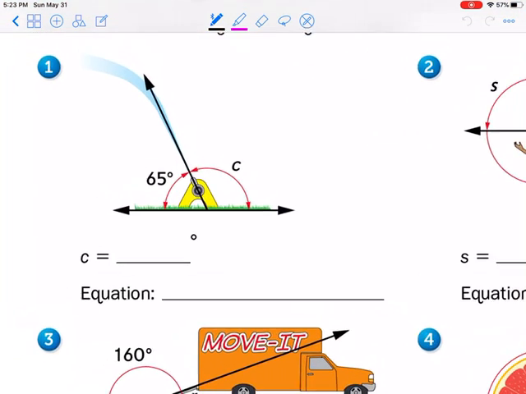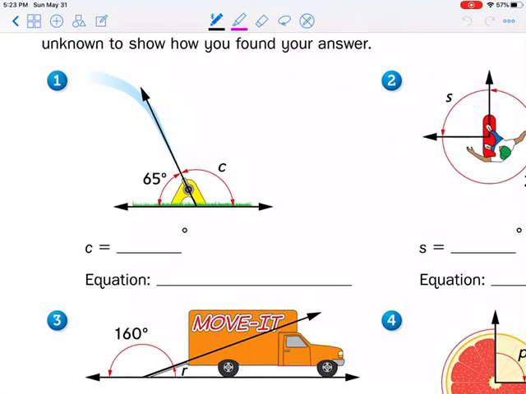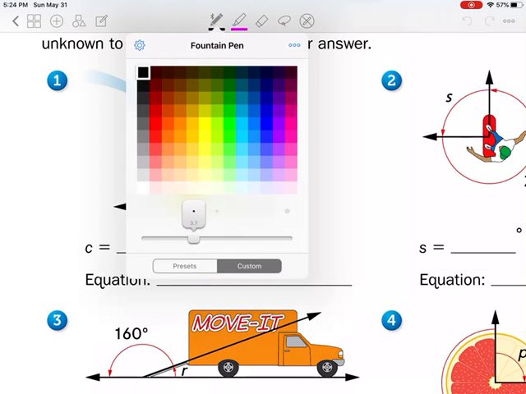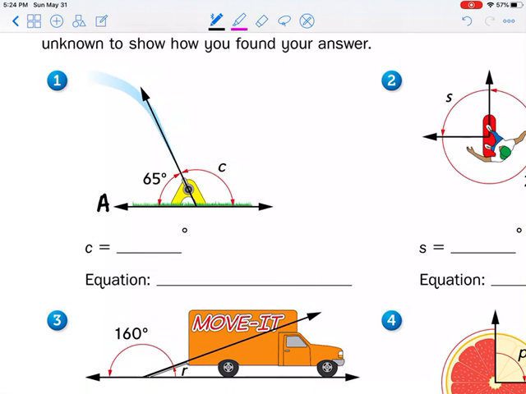Okay, so let's look at this first problem. They're showing a sprinkler. They want to know from point A, so right here, to B. So this angle right here is 65 degrees. So when the sprinkler gets to where the arrow for B is, it went 65 degrees. They want to know how far did it go for C, the rest of the way.